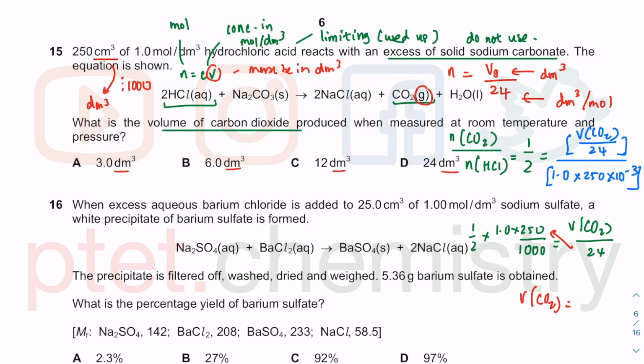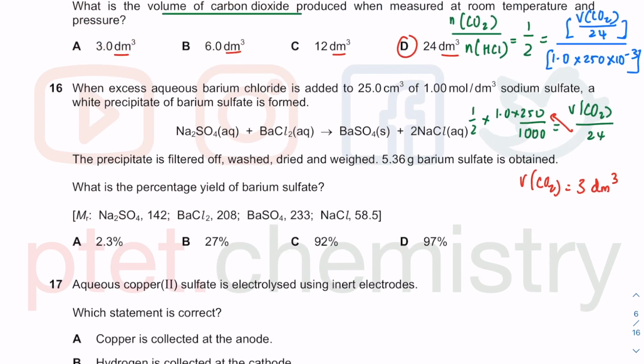So a half times 1 times 250 exp minus 3 times 24, and I get 3, and the unit there must be in dm cube based on how we have formulated the formula earlier. Volume of gas in dm cube dividing by 24. The answer there must be D there.